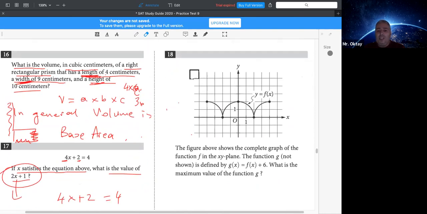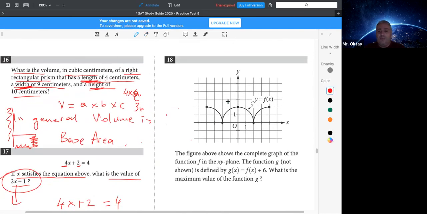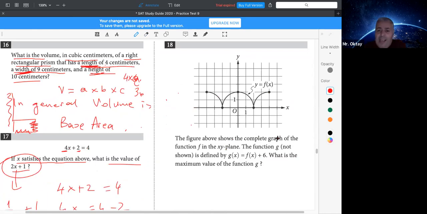Now the new question. What is the question? Simple. I remember, I saw this test before, maybe two weeks ago. The figure above shows a complete graph of the function f. So this is now f. The function g, which is not in the graph, is defined by f of x plus 6. Good. What is the maximum value of g?